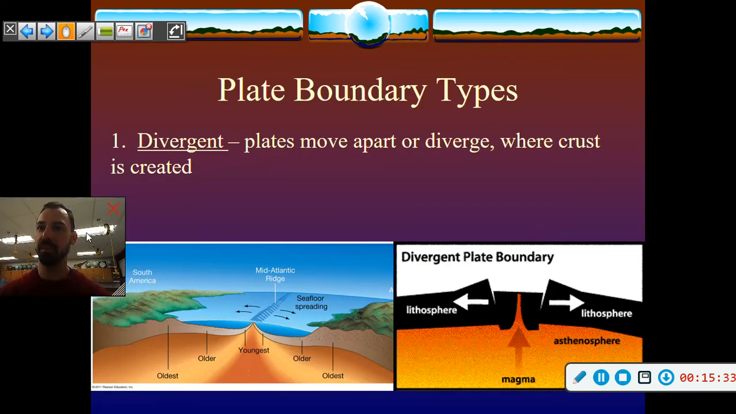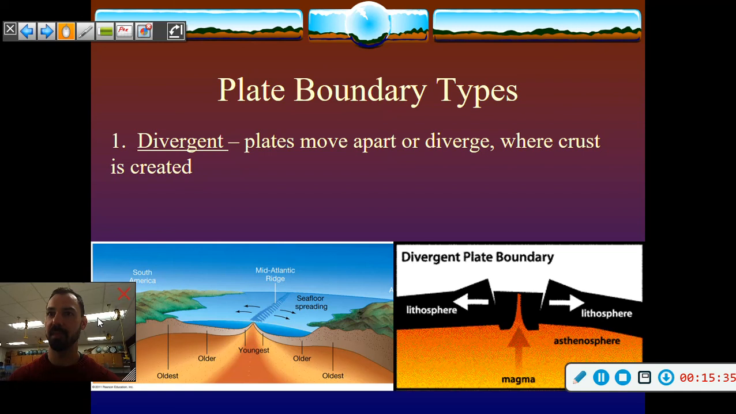Okay, now plate boundary types. Divergent are when plates diverge or move apart. What happens at the divergent plate boundaries? Those are the mid-ocean ridges. Crust is going to be created there. So it's like a conveyor belt of making crust. Crust comes up, moves out. Crust comes up, moves out. It keeps creating the crust.